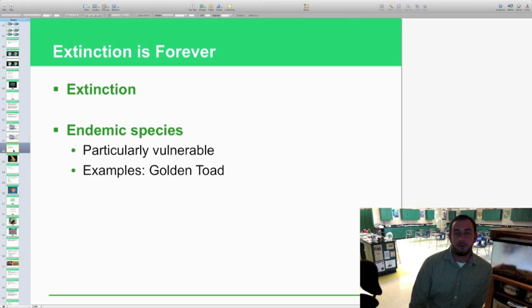So, extinction. Extinction is forever. That is true. There's no coming back from extinction in any way, shape, or form. When you're extinct, you're gone. Total annihilation of the species. That's what extinction really boils down to.